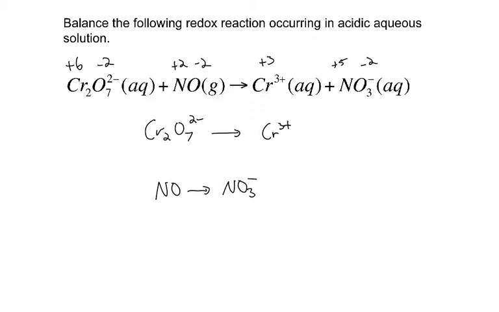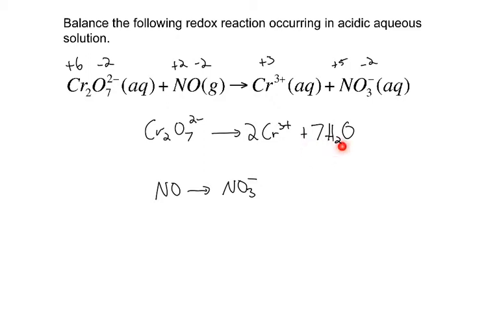All right, so let's deal with the chromium reaction first. The first thing I need to do is balance everything that's not hydrogen and oxygen. In that case, it's chromium. I have 2 chromiums on the reactant side, just 1 on the products. So to balance the chromium, I need a 2 here. My next step is to balance the oxygens by adding waters. So I've got 7 oxygens on the reactant side, none on the product side. So I'm going to need to add 7 H2Os to the products.